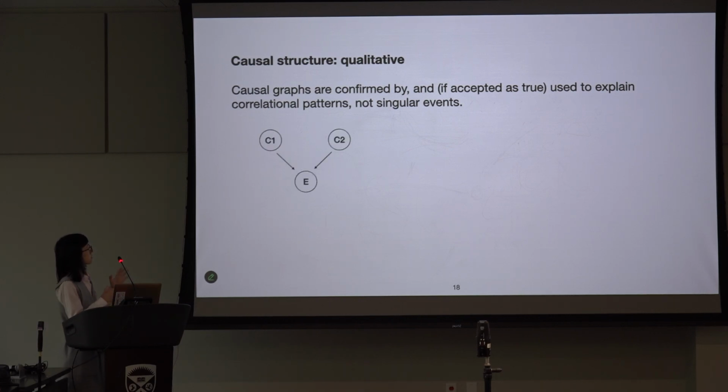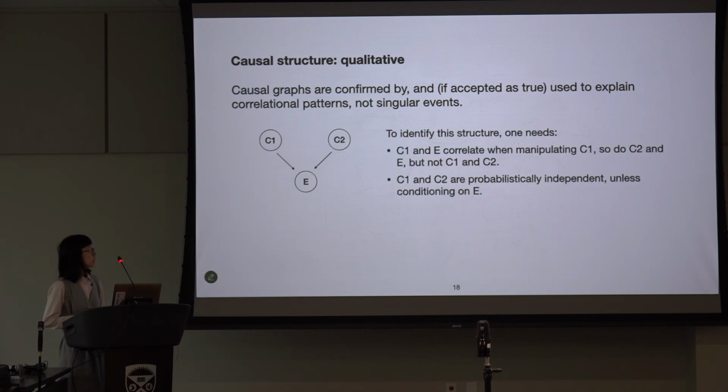So let's say you have this collider structure or common effect structure. In order to identify this structure from the data, what you need is either experimentally you need to see that C1 and E correlate when you manipulate C1, and so do C2 and E, but not C1 and C2. Or observationally, you need to see that C1 and C2 are probabilistically independent, unless conditioning on E.